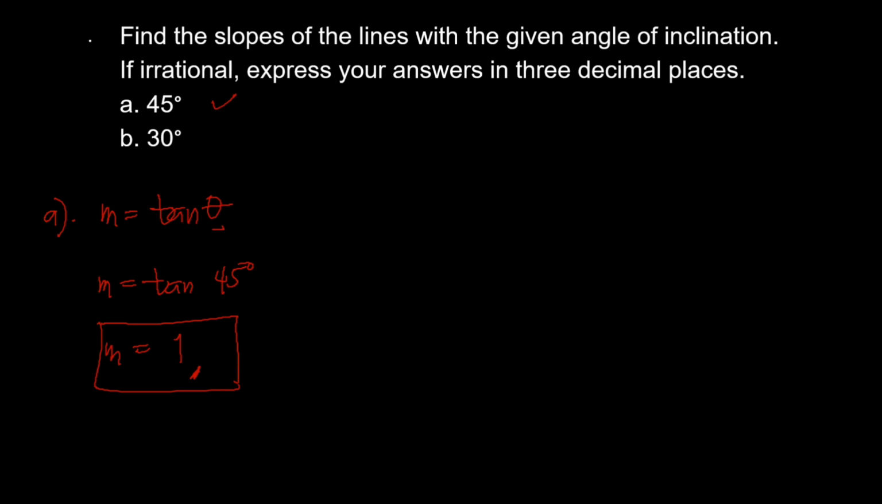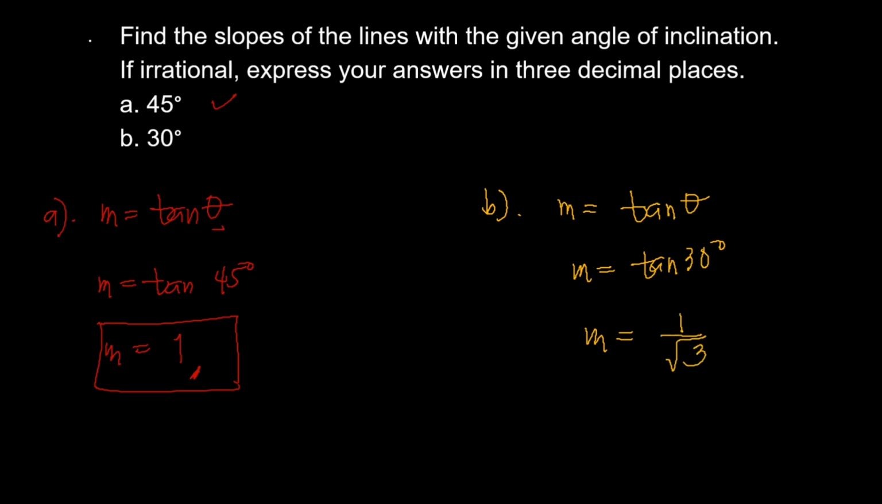So, for letter B, if the inclination of a line is 30 degrees, what is the slope of a line? So m is equal to, again, tan theta. M is equal to tan 30 degrees. Again, kunin nyo lang yung calculator nyo. Just press tan and then 30. So, ang sagot doon is 1 over square root of 3, or since ito ay irrational, kunin lang natin yung 3 decimal places. We have 0.577.